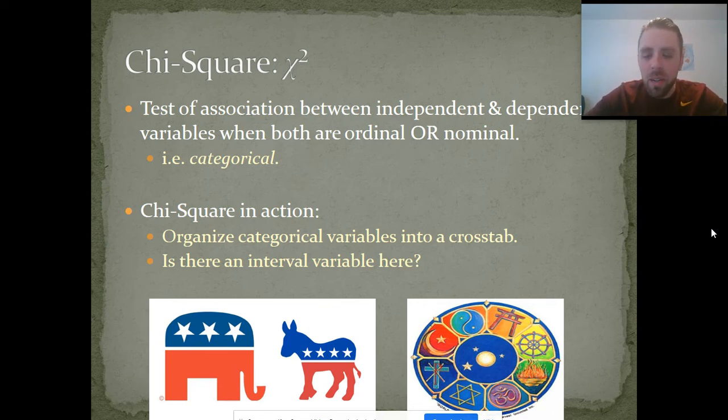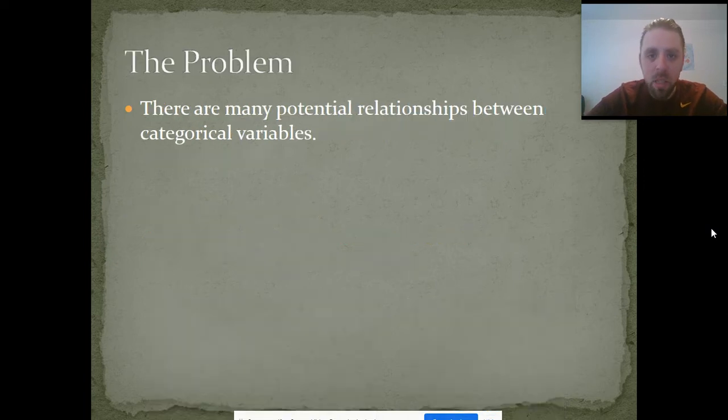So if we look here, is there an interval variable here? I cannot calculate an interval level mean for either one of these variables. Therefore, that's a dead giveaway that this is leading me towards chi-square, okay? So the reason why we need to alter the hypothesis test is very simple.